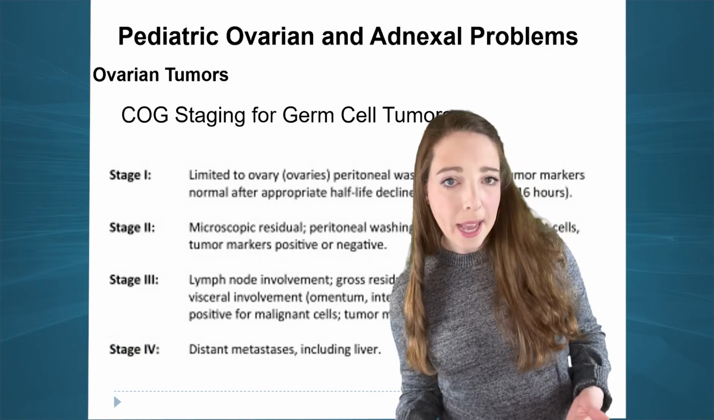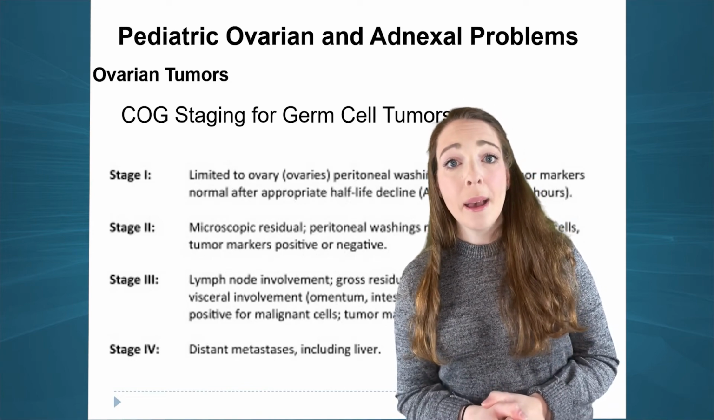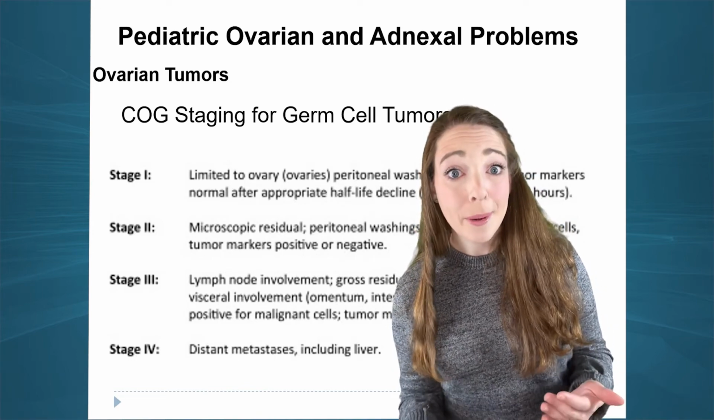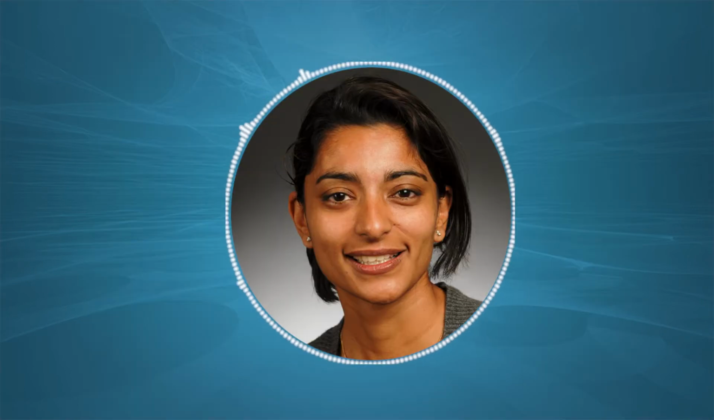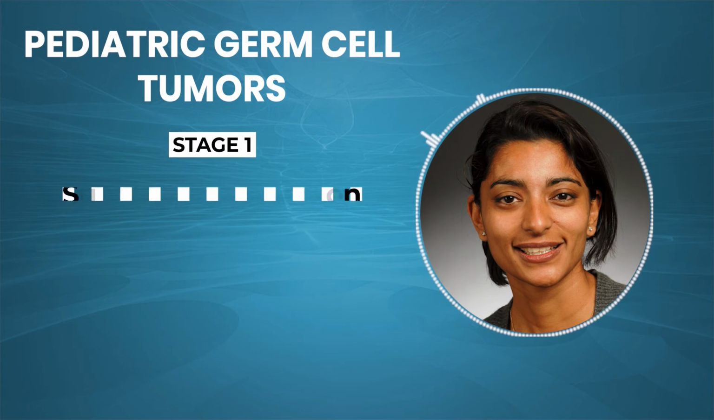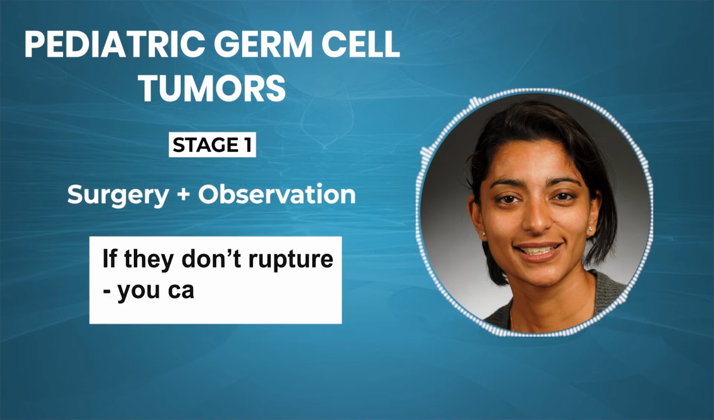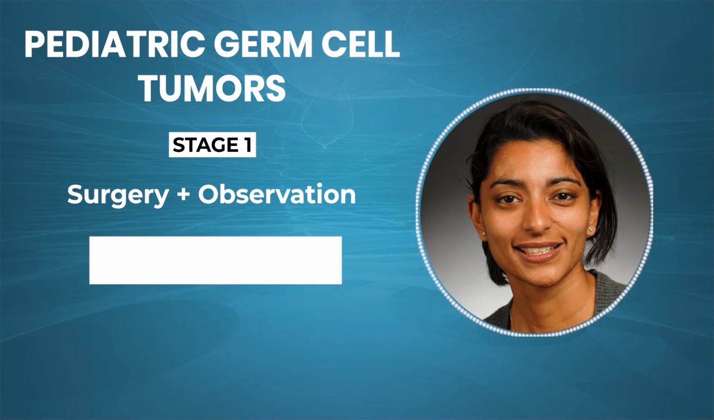Operating either laparoscopically or with an open operation, that's really up to the surgeon's discretion. But whatever you choose, remember, you can't rupture the tumor. When you treat these patients, generally stage 1 tumors, you can just do surgery on. So if you don't rupture them, you don't cause any issues, they can be observed, and all you have to do is operate on them and then watch them.